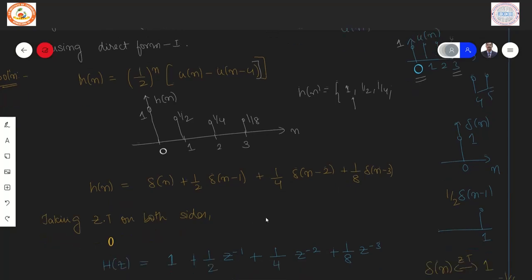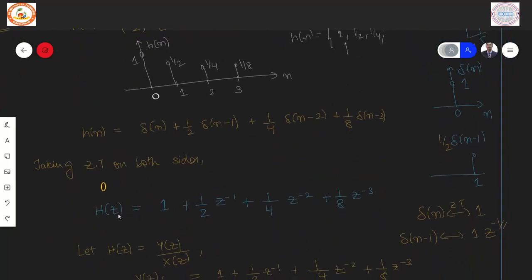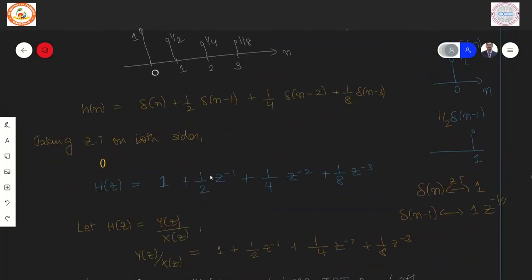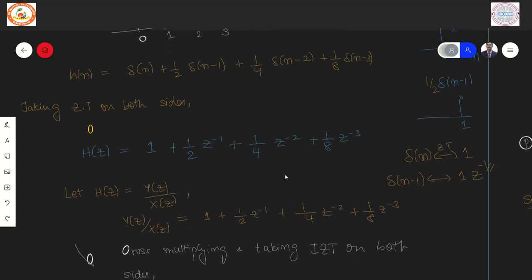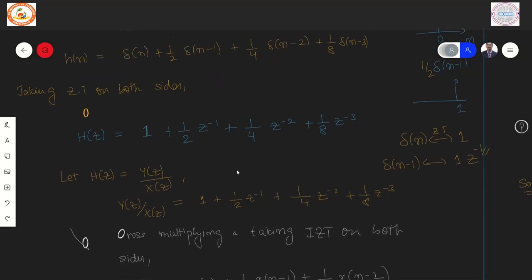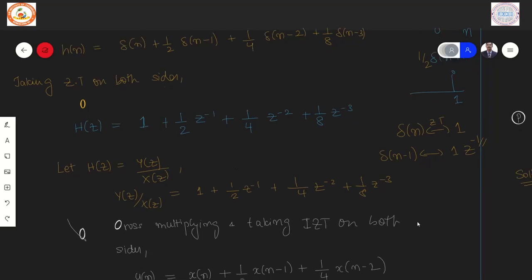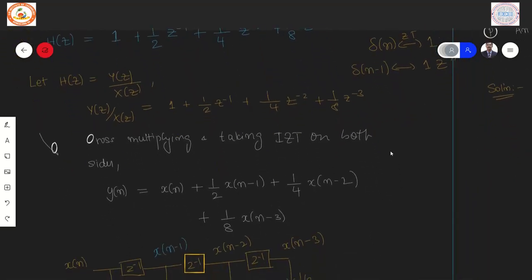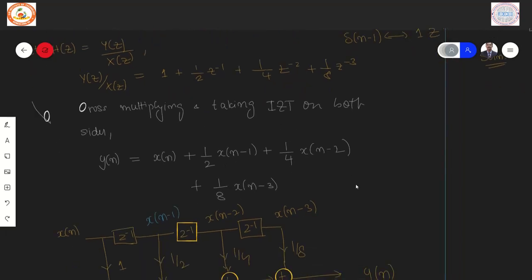Next, taking the transform on both sides, we obtain H of z equals 1 plus 1 by 2 z inverse plus 1 by 4 z power of minus 2 plus 1 by 8 z power of minus 3. Next, letting H of z be equal to Y of z by X of z, performing the cross multiplication and taking the inverse transform on both sides, we get the equation y of n equals x of n plus 1 by 2 x of n minus 1 plus 1 by 4 x of n minus 2 plus 1 by 8 x of n minus 3.